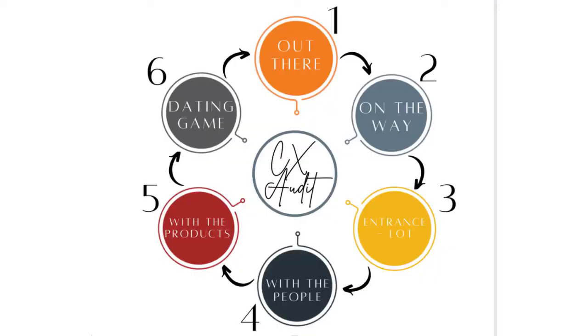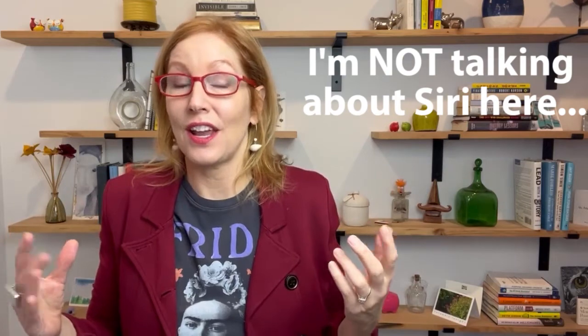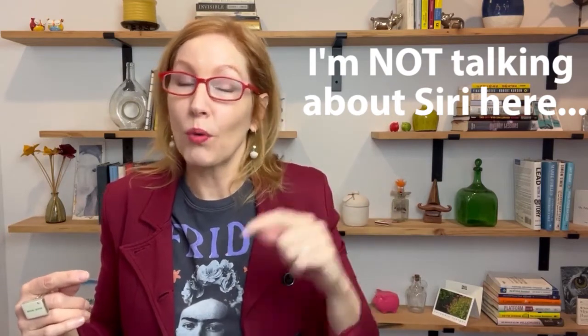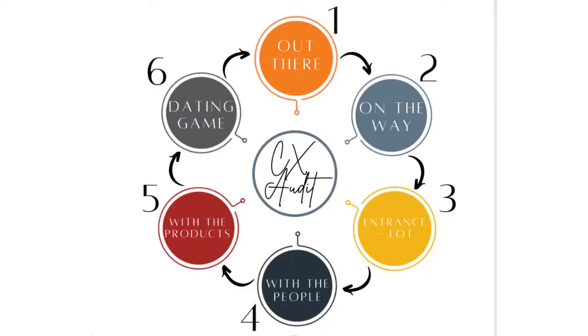Step number 2 is on the way. So here we are in our on the way example, and I am looking for your coffee shop and I've picked you. You're the winner chicken dinner. This one's about signage. And in the guide, I give you a couple important questions and some resources to figure that thing out. Now, we are at step number 3, the entrance or lot.